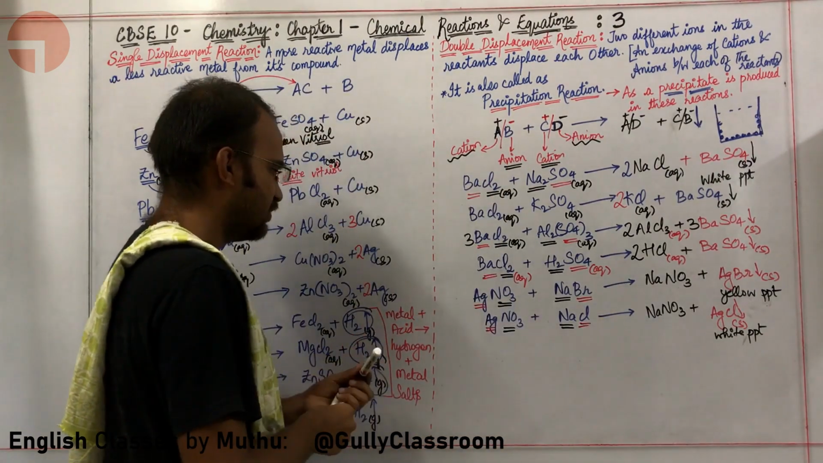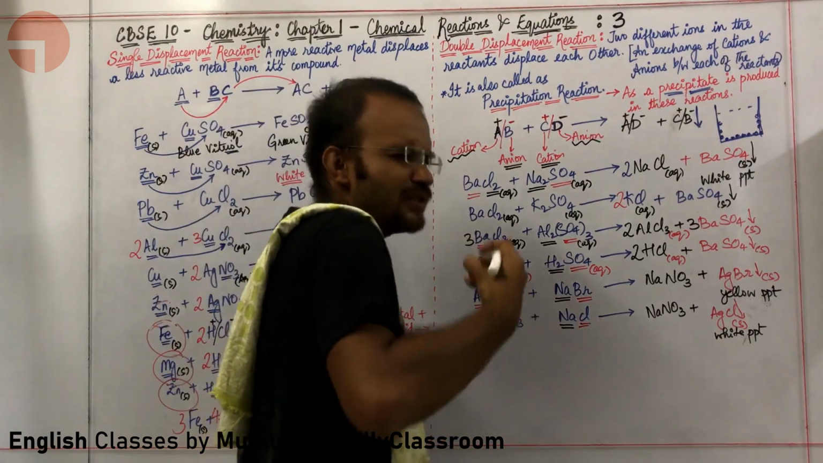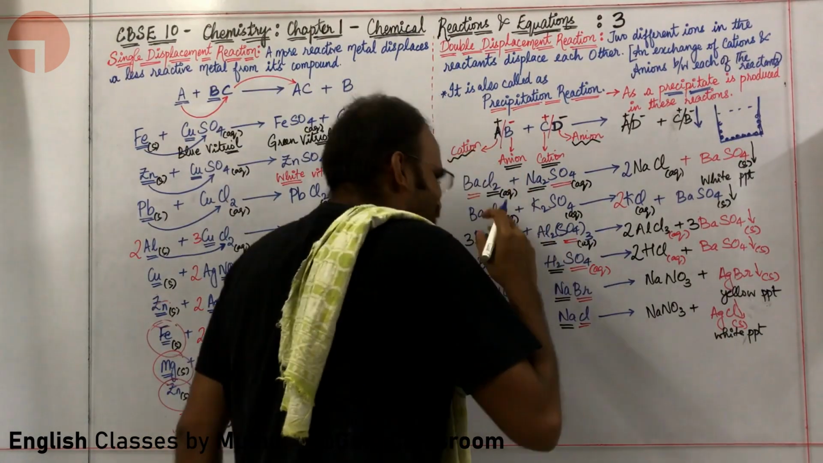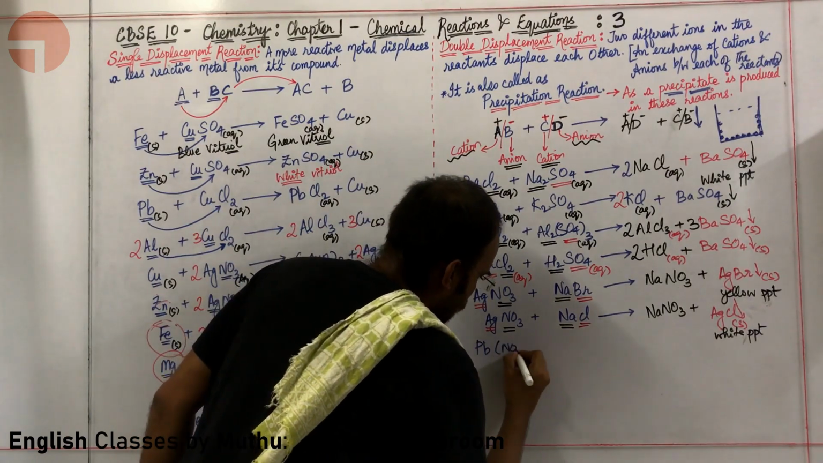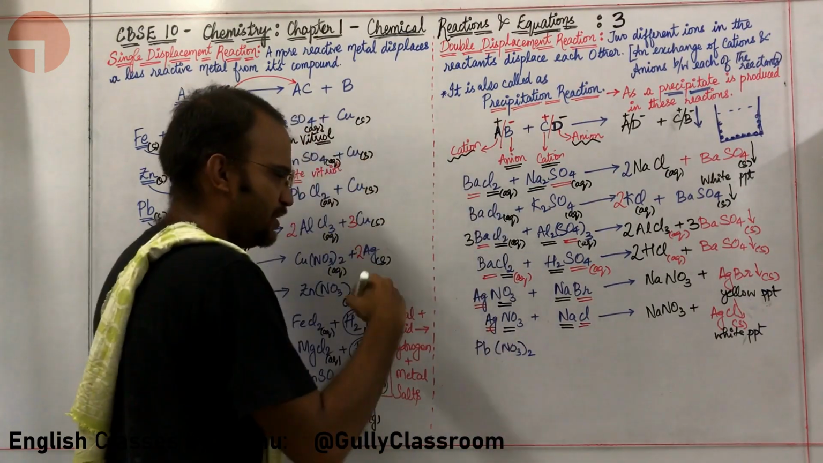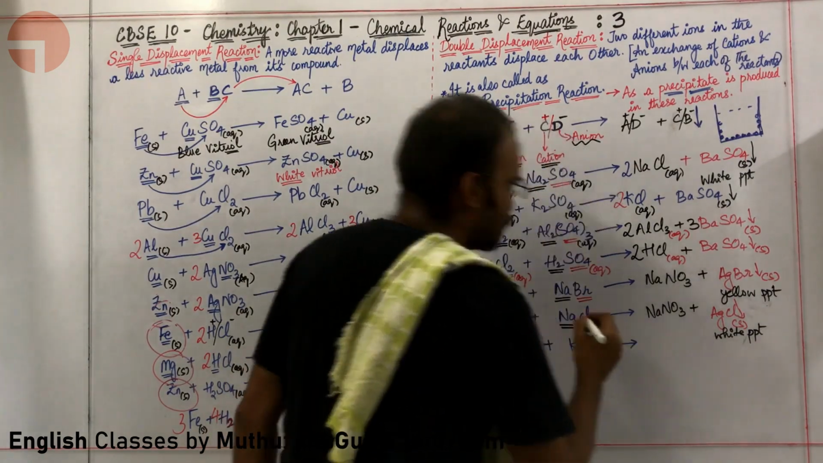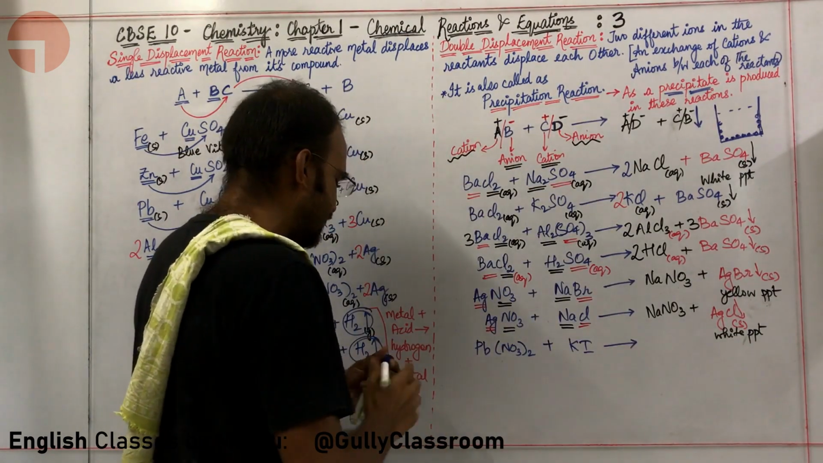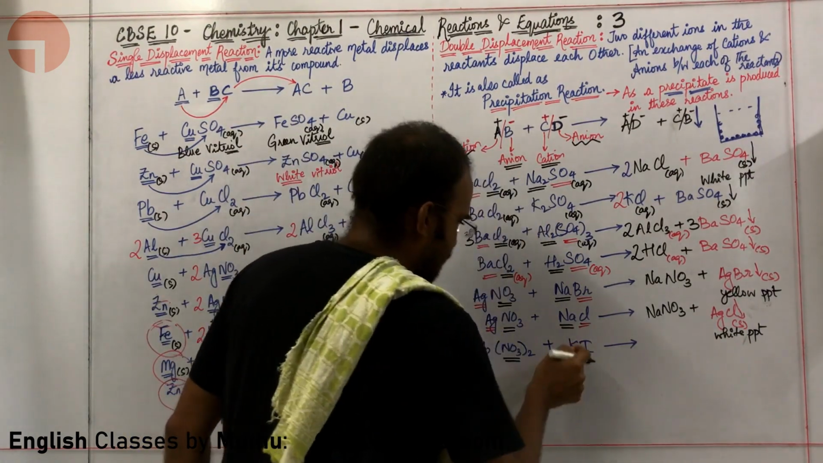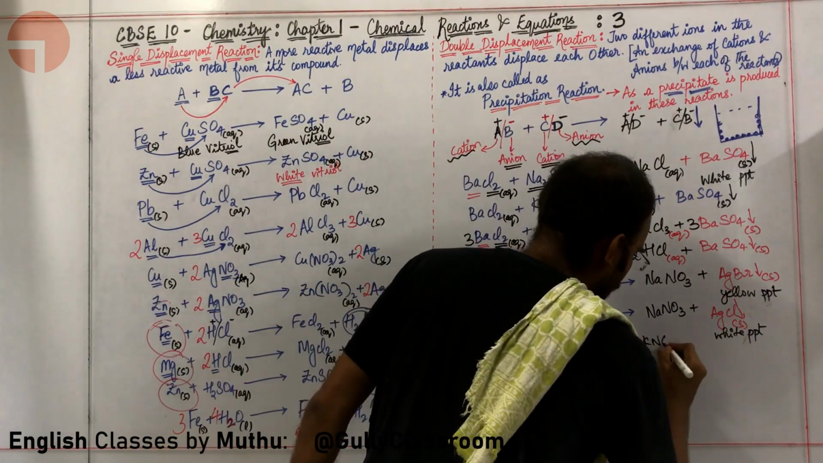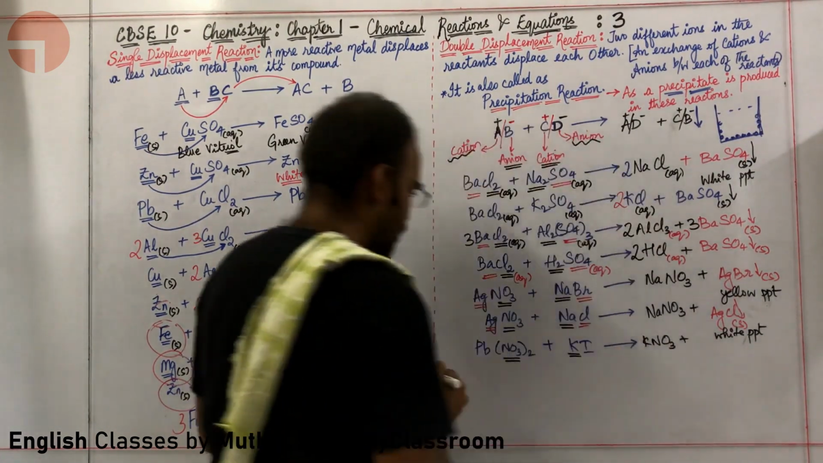Okay, sir. I am comfortable with reactions involving AgNO3. I want more diverse double displacement reactions. Absolutely. Check this out. Pb(NO3)2, I am going to put it with KI. What is happening? Here there is NO3, here there is K. They will combine with each other in order to form KNO3.